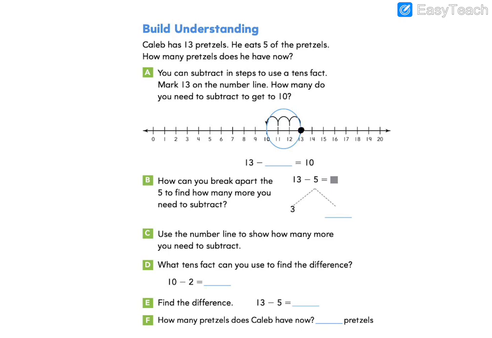It has it marked in blue. I'm going to make it bigger for myself. How many do we need to subtract to get to 10? I know that the difference between 13 and 10 is 3. If I wasn't sure, I could count my jumps.